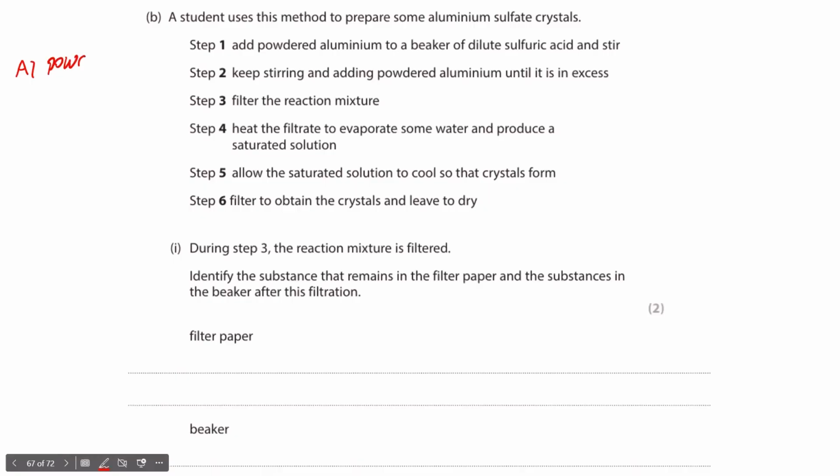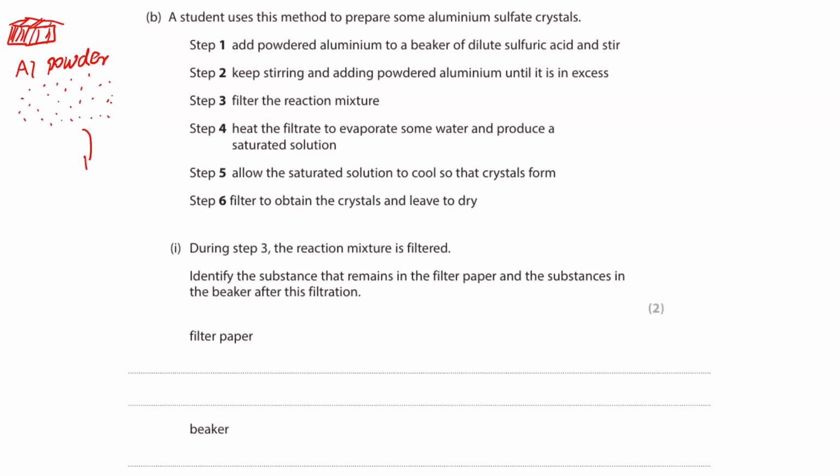Why do we add powder? Why can't you add a chunk of metal? Because powder has tiny particles. When particles are tiny, the surface area is high. How does it increase surface area? Let's assume you are a cube, then only the outside areas will contact the acid. But when you break it into tiny parts, what will happen? You have greater surface area because each tiny part has its own surface. So add powdered aluminium to a beaker of dilute sulfuric acid and stir.